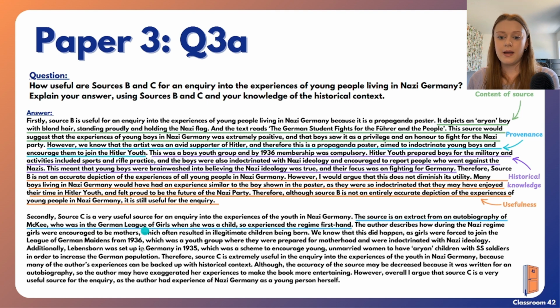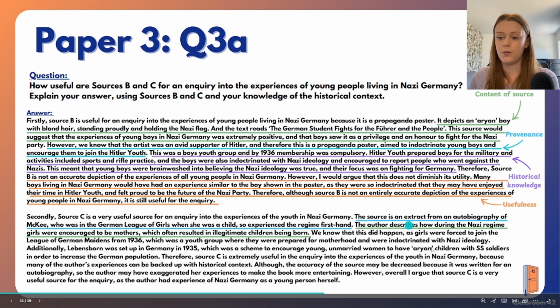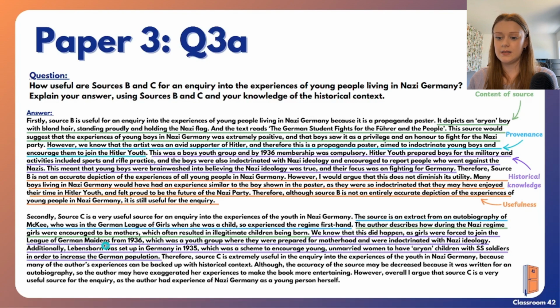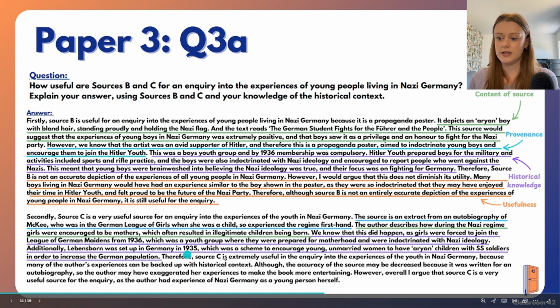And then on our second paragraph, this is where we're focusing on source C. So you can see here I'm starting with provenance this time. So I'm talking about how it's an extract from an autobiography, who was in the German League of Girls, so experienced the regime firsthand. Then I'm giving a bit of the content of the source, so talking about what the author says. Bringing in my own historical knowledge, so talking about the League of German Maidens, how it was compulsory. It was a youth group where they were prepared for motherhood and indoctrinated with Nazi ideology, and talking about the Lebensborn as well, which was set up in 1935.